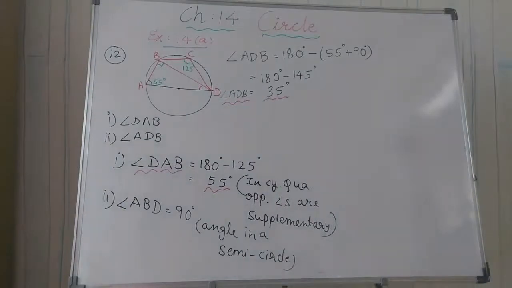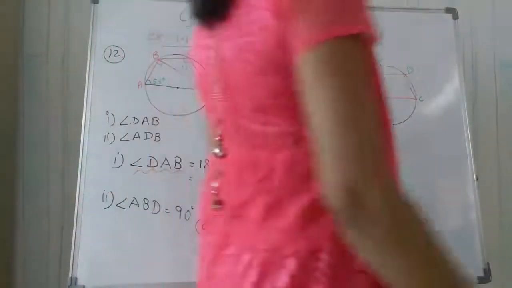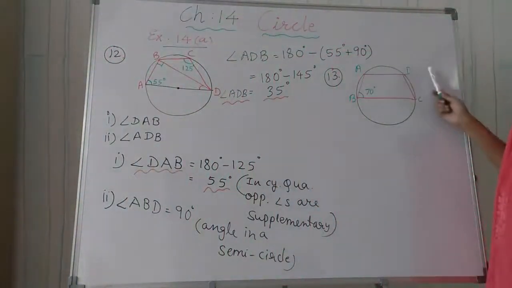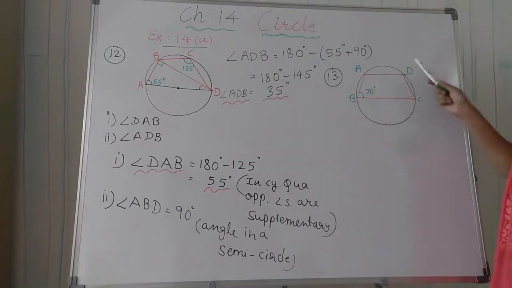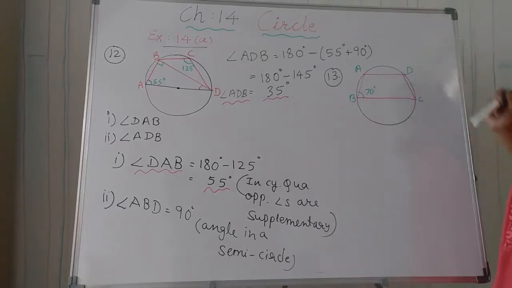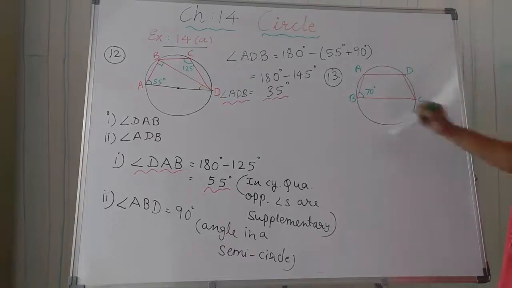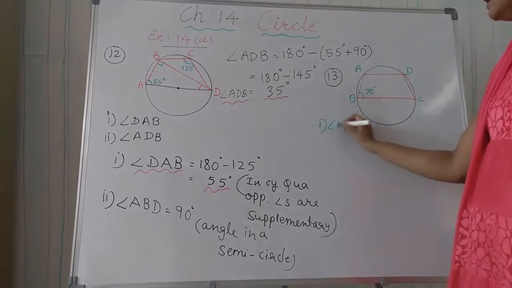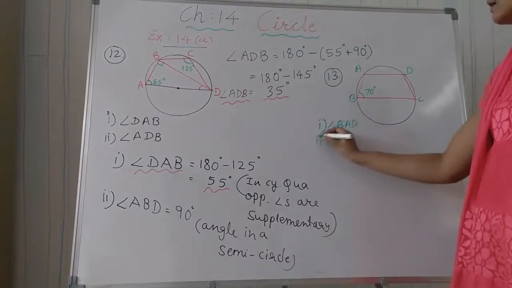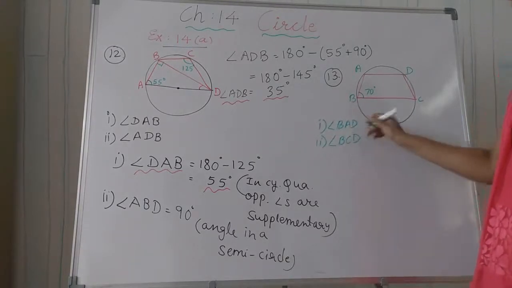So in this we have used cyclic quadrilateral properties. Now let us solve question number 13. So this is the figure of question number 13, students. In this, ABCD is a trapezium inscribed in the circle, and one angle ABC is given as 70 degrees. You want to find two angles here. I am writing which two angles we want to find out. They are angle BAD and angle BCD. These two we want to find out.